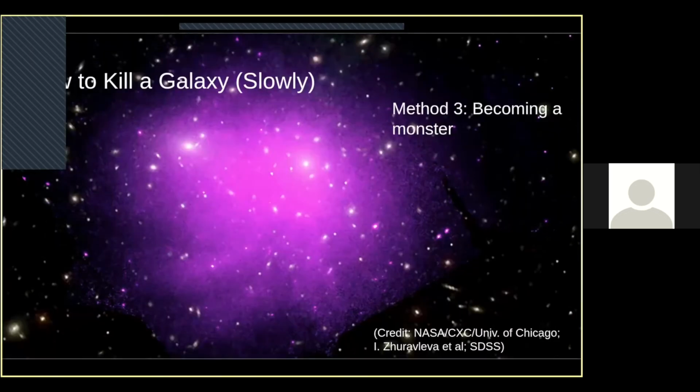And the third way is you just become too big. If you as a galaxy become very massive, your gravitational pull means that the gas particles around you are just going to be moving really, really fast.